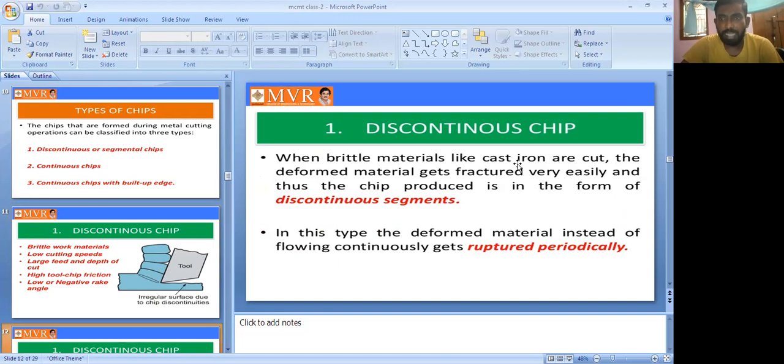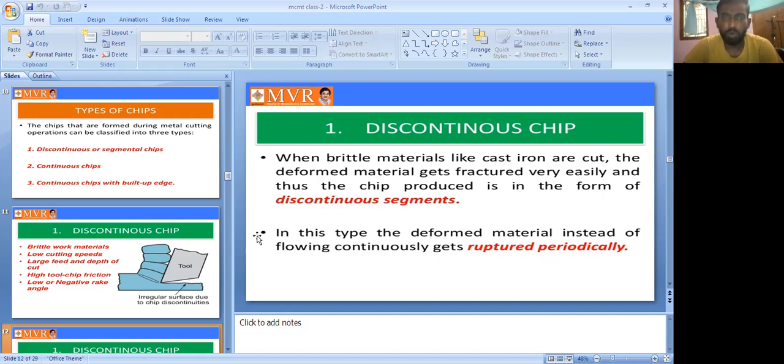When a brittle material like cast iron is cut, the deformed material fractures very easily, and thus the chip is produced in the form of discontinuous segments. We can call it a segmented chip. See here, when we are cutting the cast iron material, the deformed material fractures very easily, and the chip is produced in the form of discontinuous segments. In this type, the deformed material, instead of flowing continuously, erupts periodically.